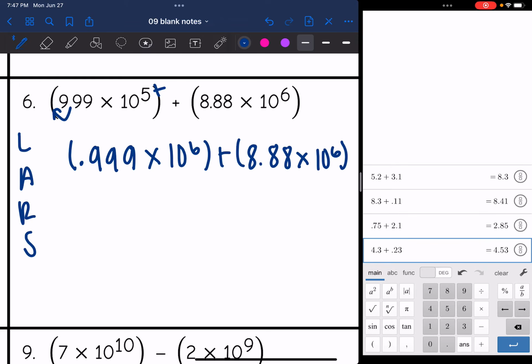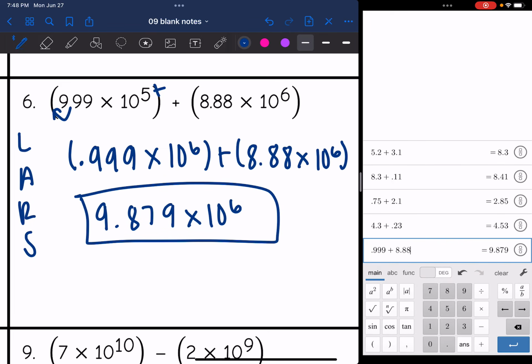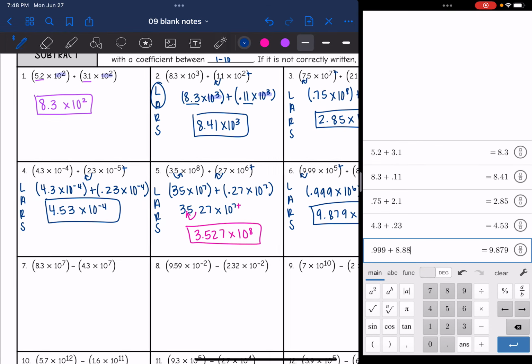So now I can add the decimal coefficients. 0.999 plus 8.88 is 9.879, and then times 10 to the 6th. Okay, so those were the addition problems. Now I'm going to do some subtraction problems.